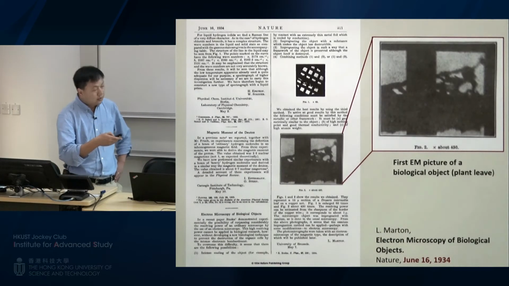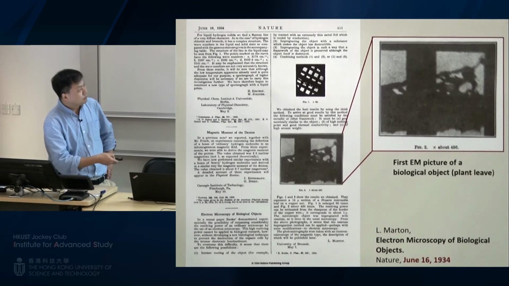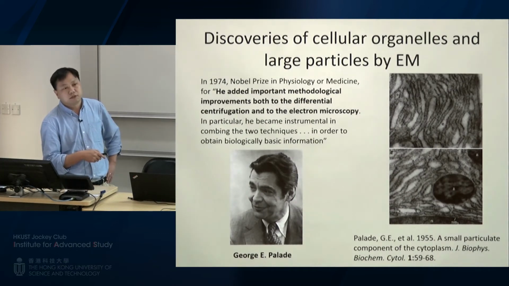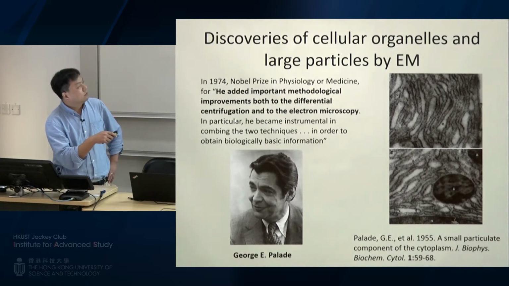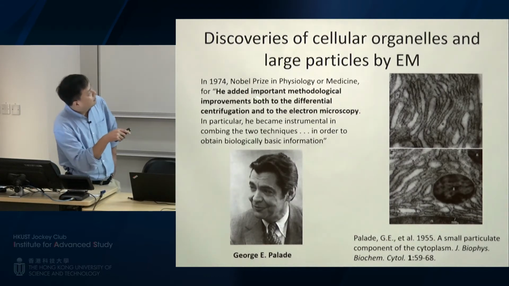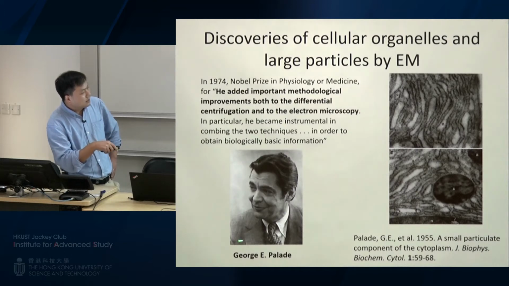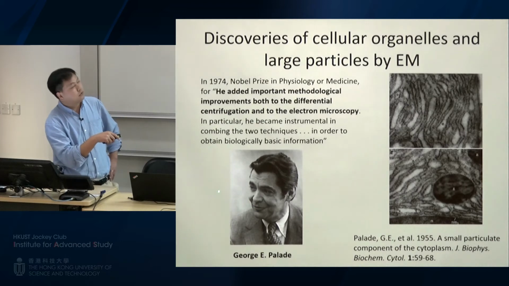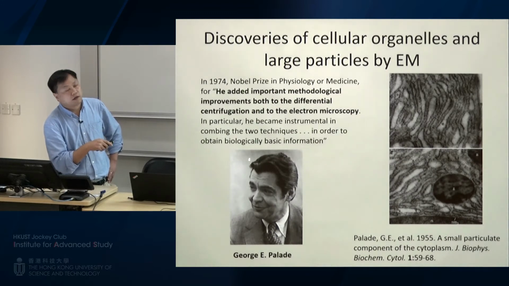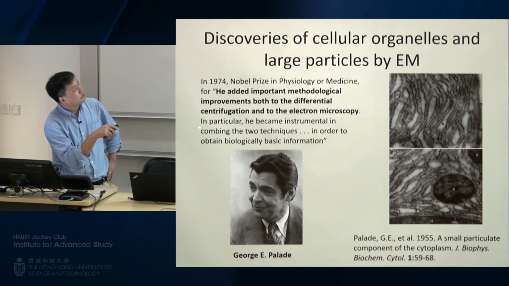In the following years, scientists improved the application of EM on biological materials from both sides. One side is the instrumentation. The other side is that we can treat biological materials to prepare the sample to provide more tolerance to electron damage. One example is the scientist George Palade at Rockefeller. He was one of the first to invent different staining techniques, and he also modified the differential centrifugation technique and combined both with electron microscopy.